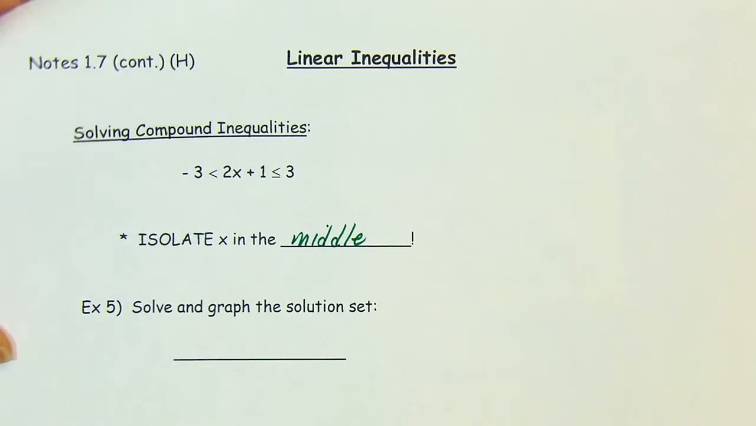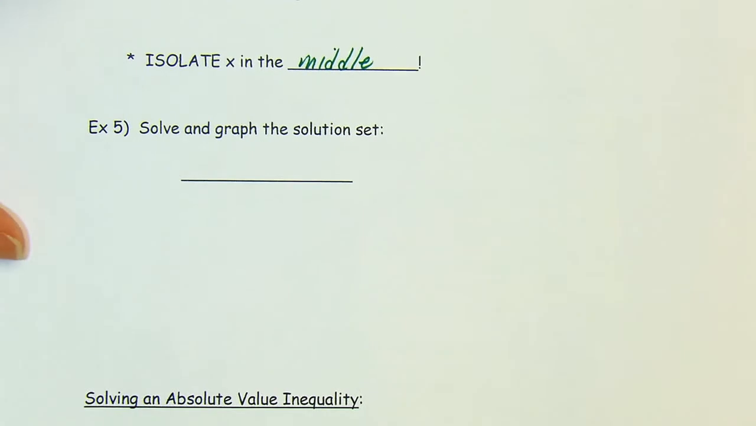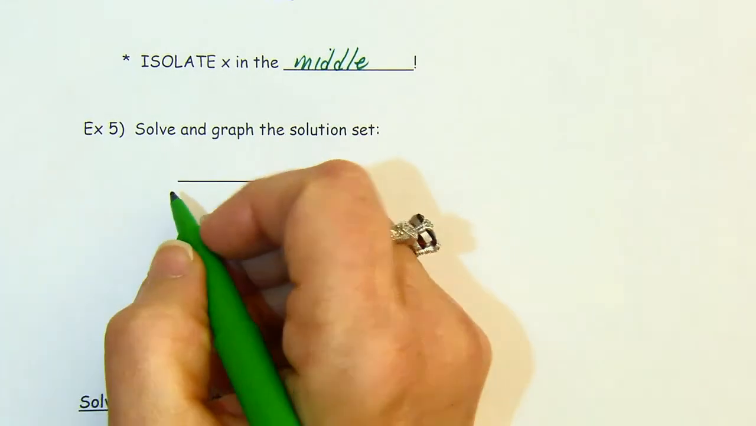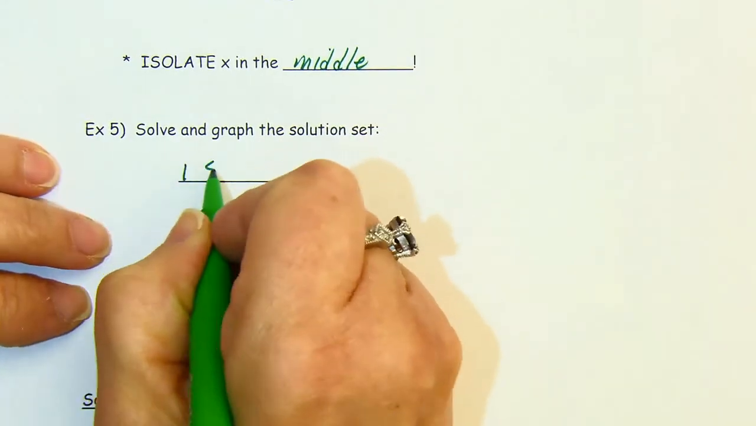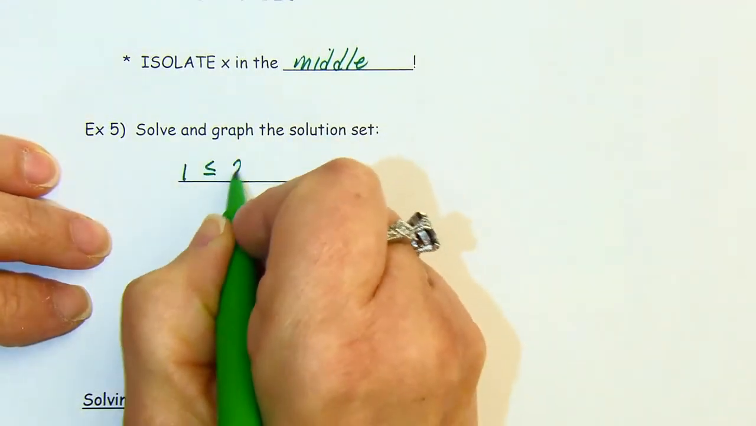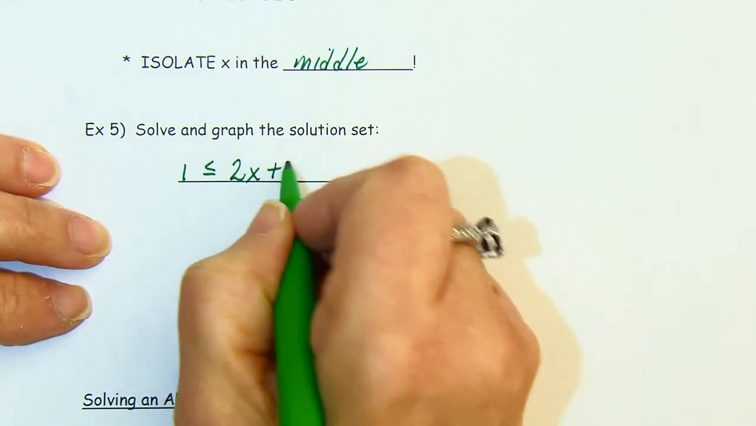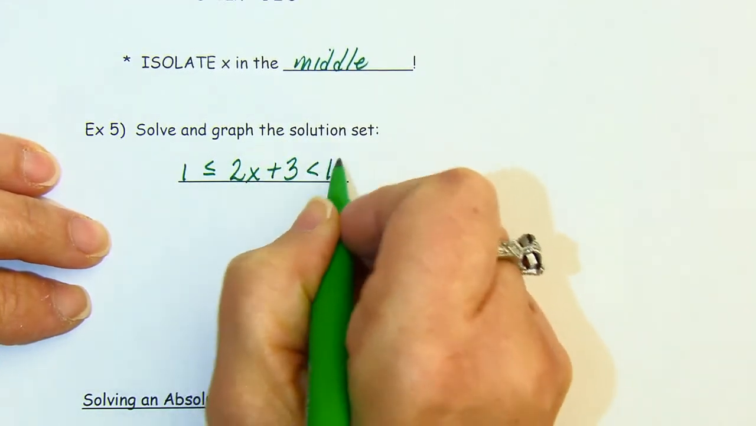All right, so example 1, which actually is example 5. Why? Because we did the first 4 examples in the first part of Chapter 1, Section 7 notes. This is just a continuation of the stuff that's in your book. 1 is less than or equal to 2x plus 3 is less than 11.